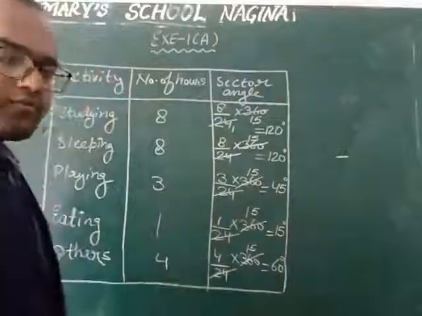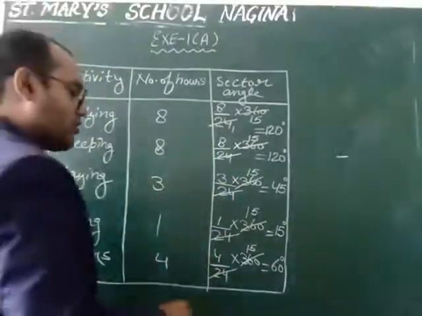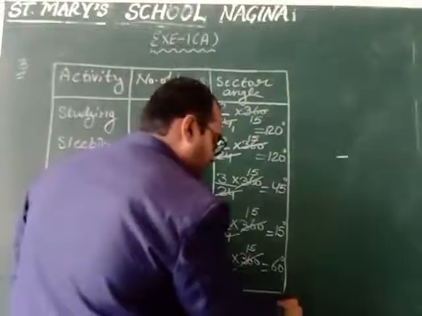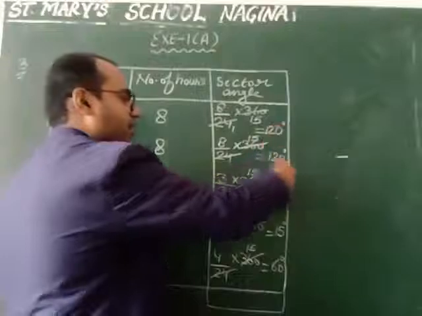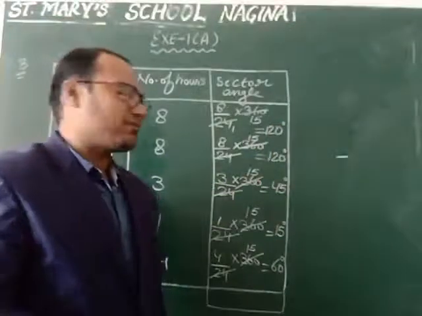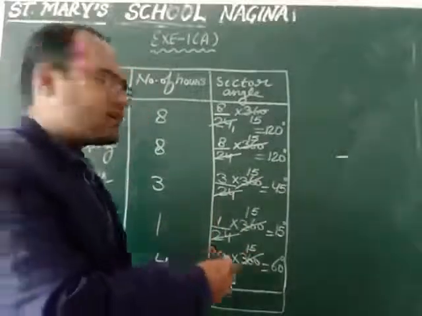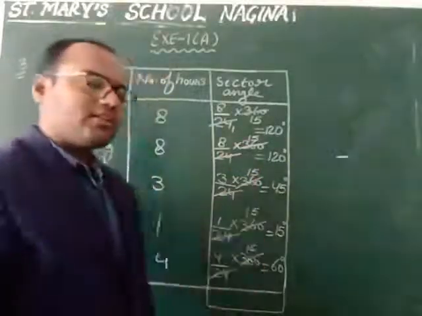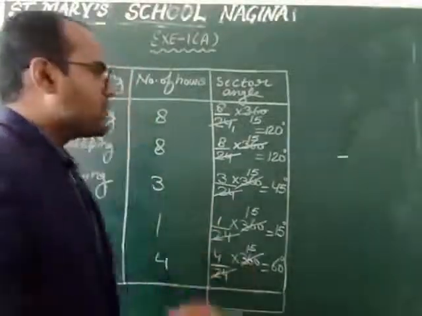At the end what we have to do, we have to check whether we have drawn this table correctly or not. In order to check it, we will add all these sector angles. If we get 360, then our answer is correct, then we will draw the pie chart. If our answer is not correct, the total will not be 360, then we have to find where we are making the mistake.